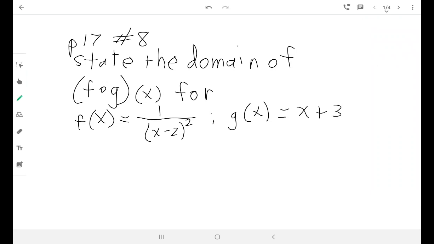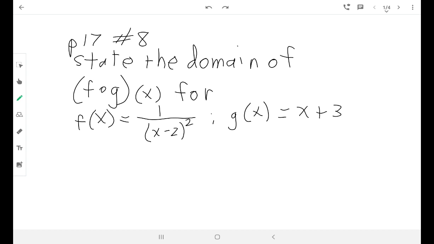This is pre-calculus, page 17, number 8, and the question says, state the domain of G composite F of X. Remember, when you talk about composition, you state the last one first, so it's G composite F of X.